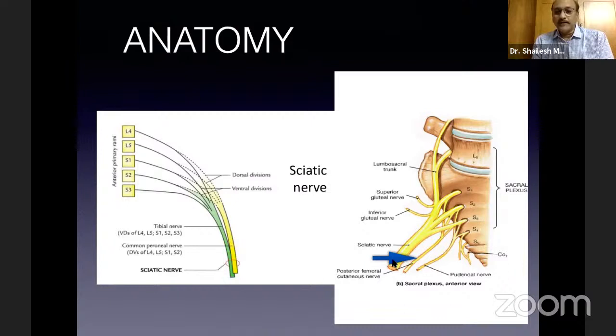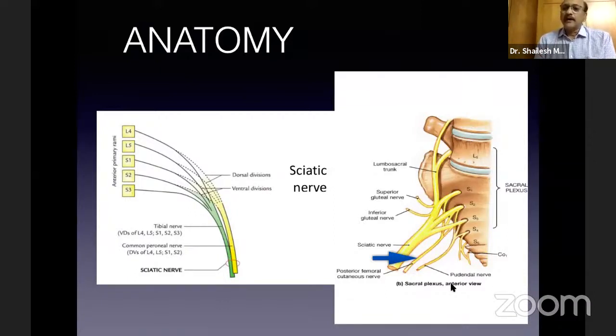Now there is one nerve called the posterior femoral cutaneous nerve, which is again not a branch of the sciatic, but it comes out from the sacral plexus below the sciatic. This nerve provides cutaneous supply to the posterior part of the thigh.